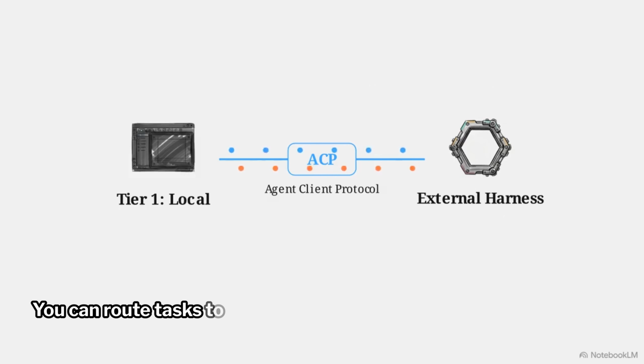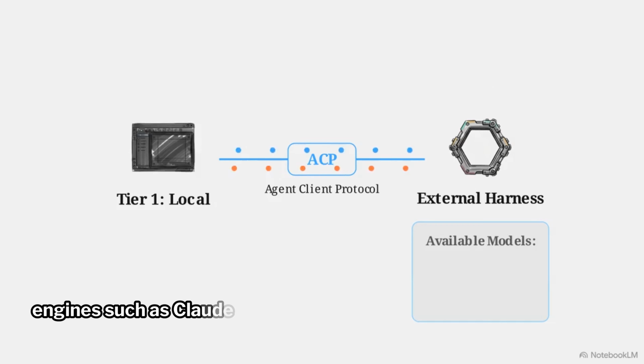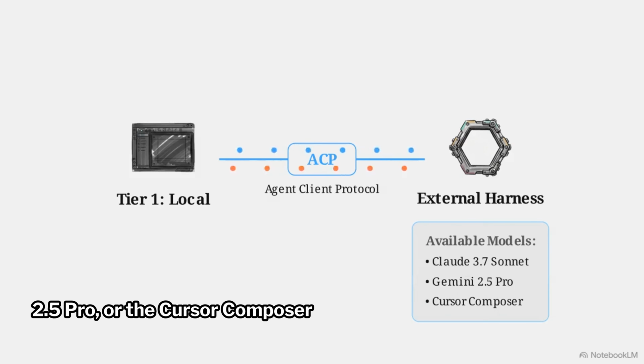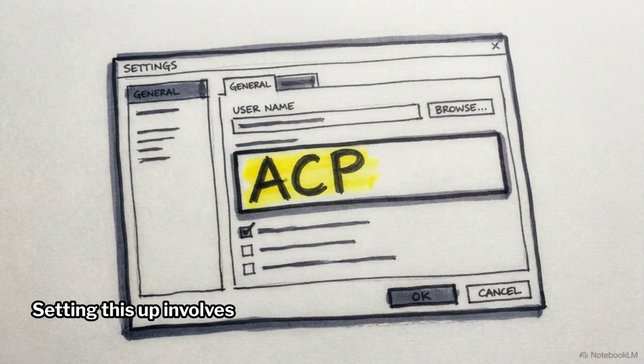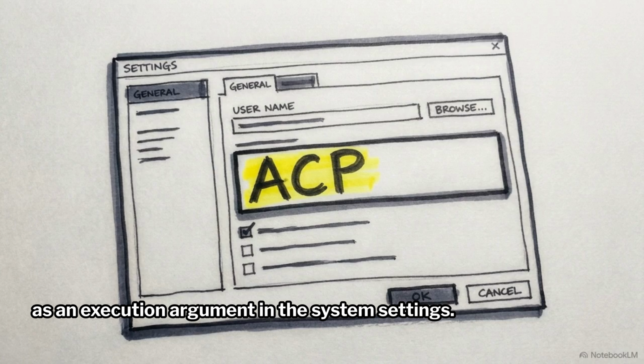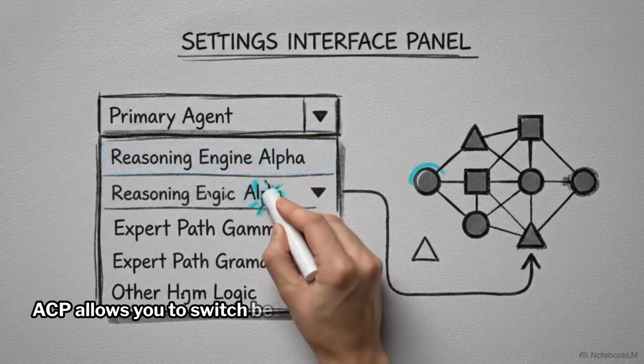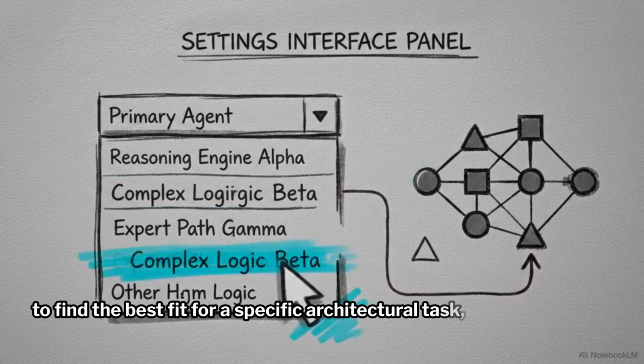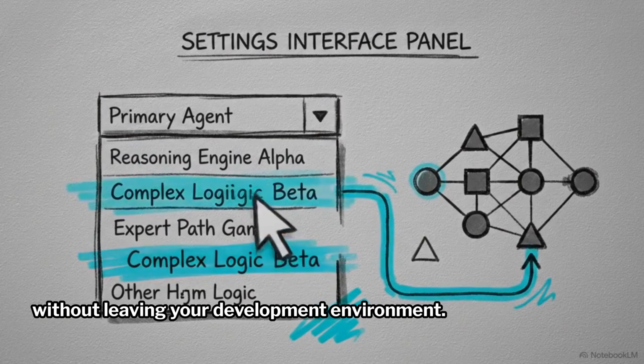You can route tasks to various third-party engines, such as Claude 3.7 Sonnet, Gemini 2.5 Pro, or the Cursor Composer harness. Setting this up involves pointing Xcode to your agent's path and using ACP as an execution argument in the system settings. ACP allows you to switch between different reasoning engines to find the best fit for a specific architectural task without leaving your development environment.